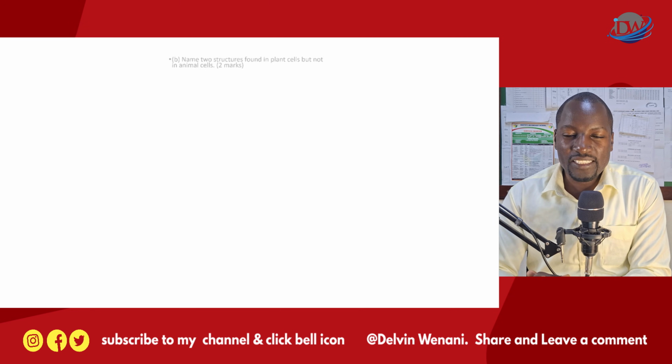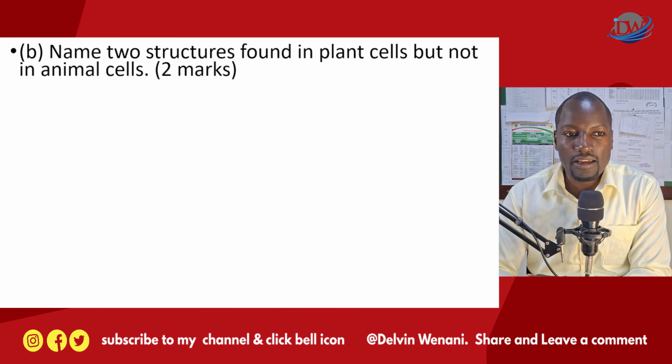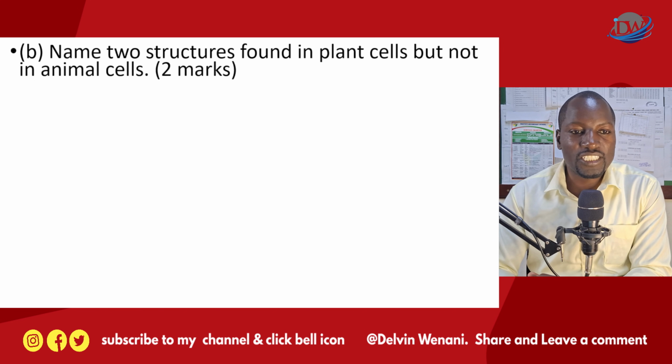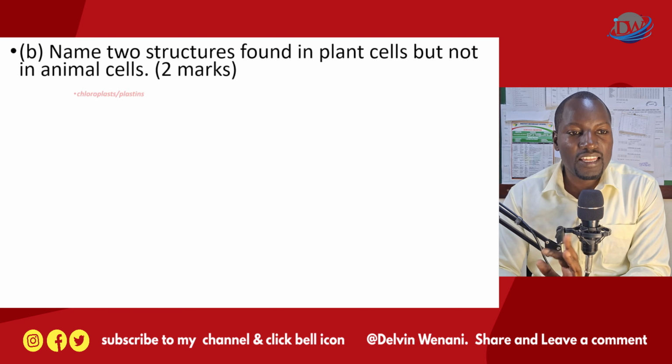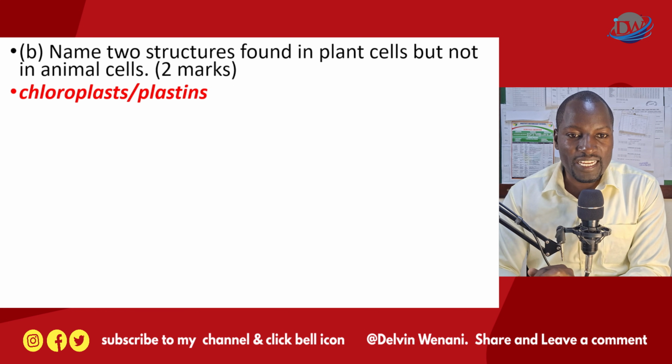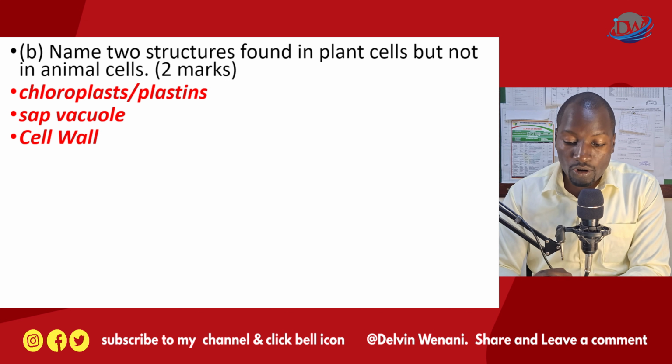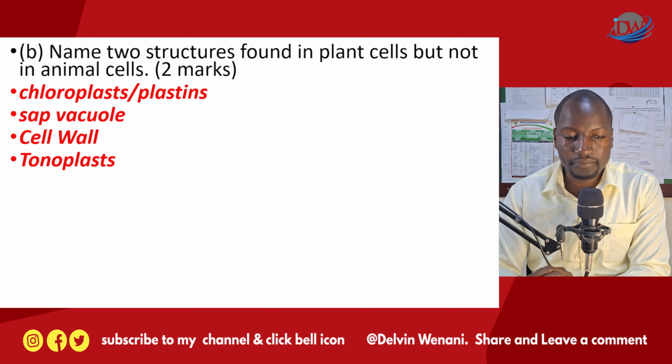Name 2 structures found in plant cells but not in animal cells. And these are 1, chloroplasts, or what you call the plastids. 2, the sap vacuole. We also have the cell wall, and we have the tonoplast.